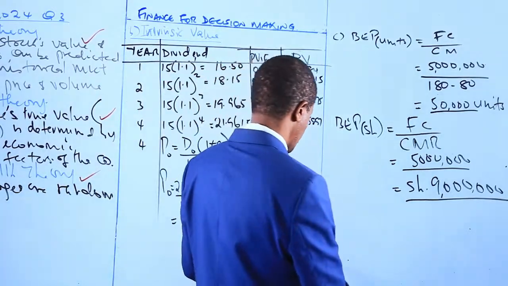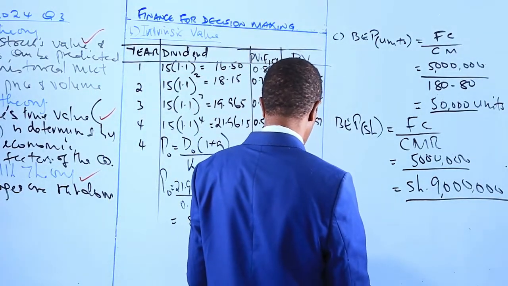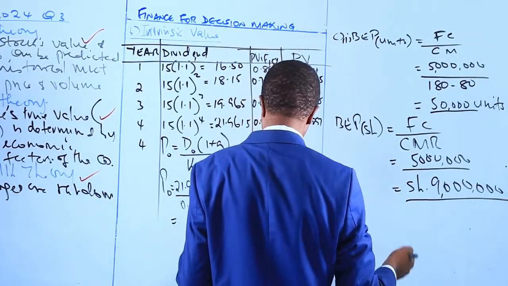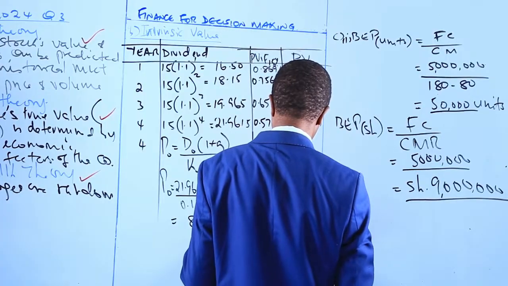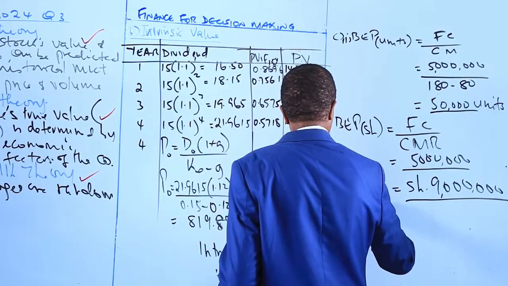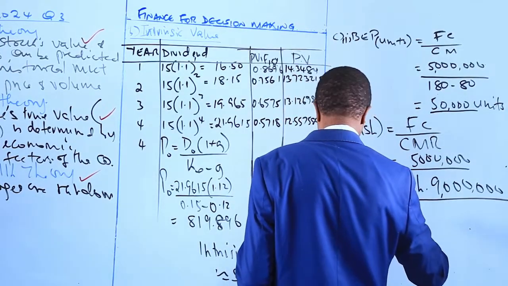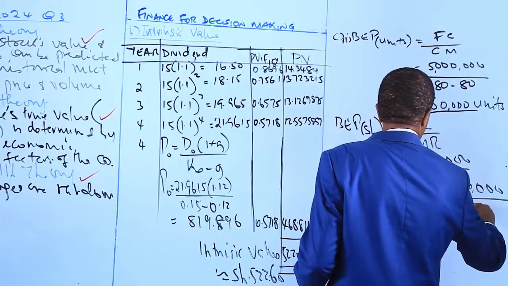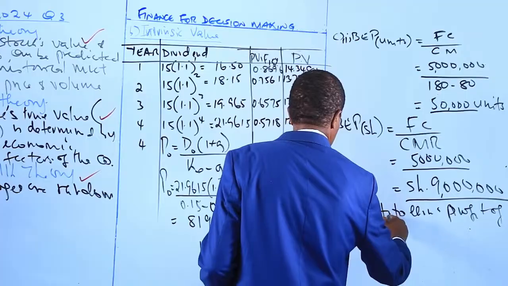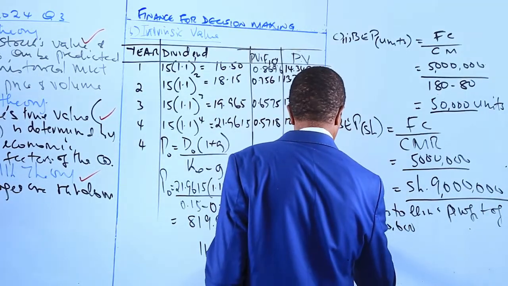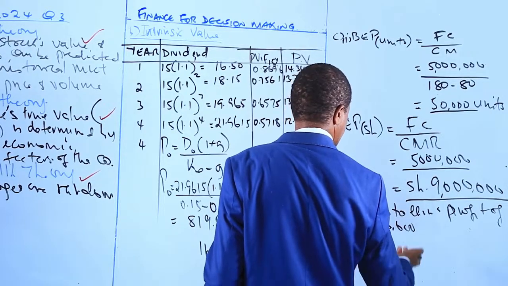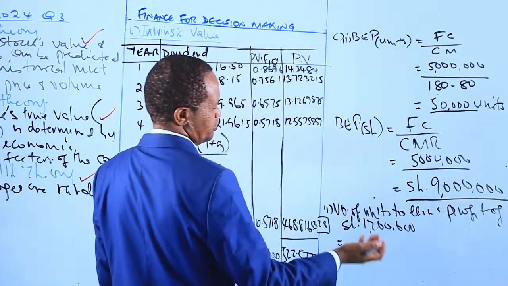Then the second part of the question reads, look at the question. This is Roman 1, C1, C2, we are to calculate the number of units to be produced to earn a profit of shillings 1.2 million. Now, the formula for the number of units to earn a profit of 1.2 million.